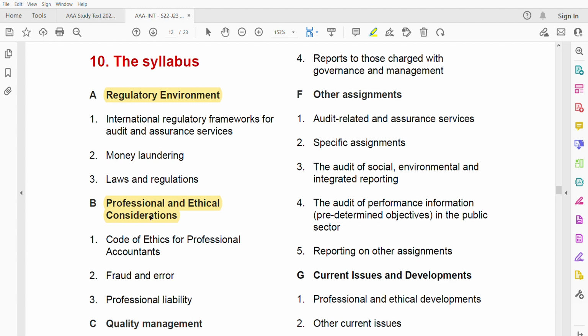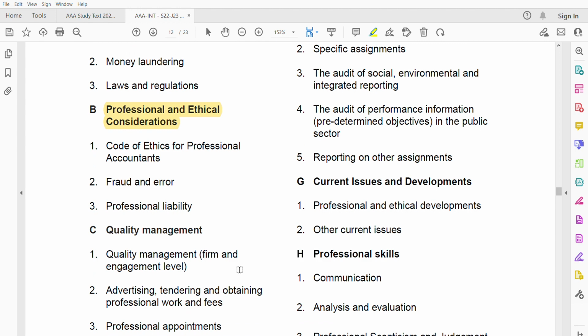So here professional ethics, like your fraud, your professional liability as a director, as an auditor, those things you have to know. C is your quality management. What is the work? What are the fees that you are taking? How you are advertising? There should be some quality that has to be maintained.